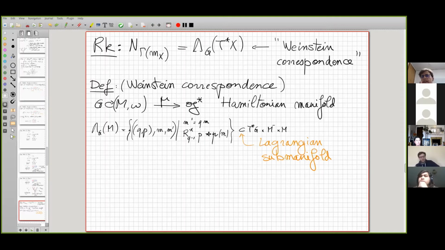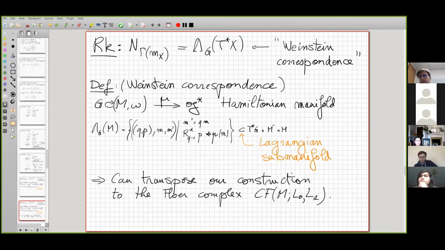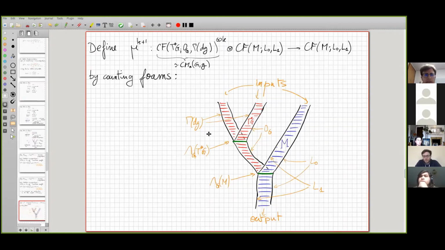Okay, so it turned out that this is a Lagrangian submanifold, and we'll be able to use it in our construction. Due to these correspondences, we can just transpose the previous construction in the Floer setting. In fact, I'll just define the mu-k maps by counting these kinds of forms, with everything being decorated by what you need.